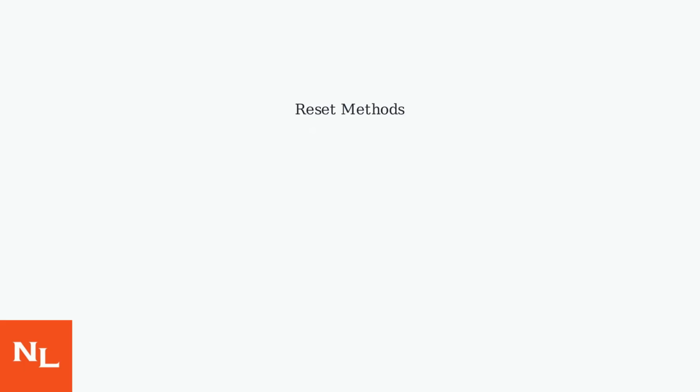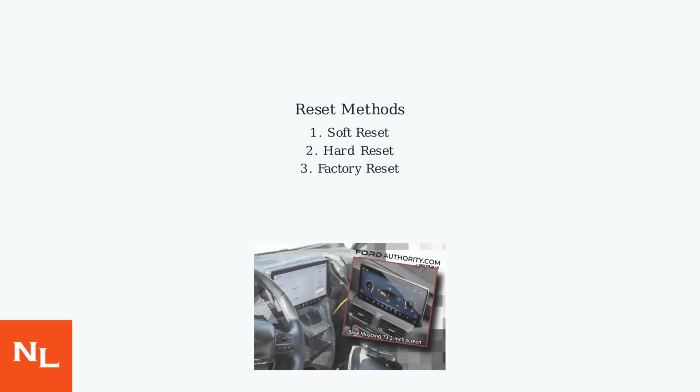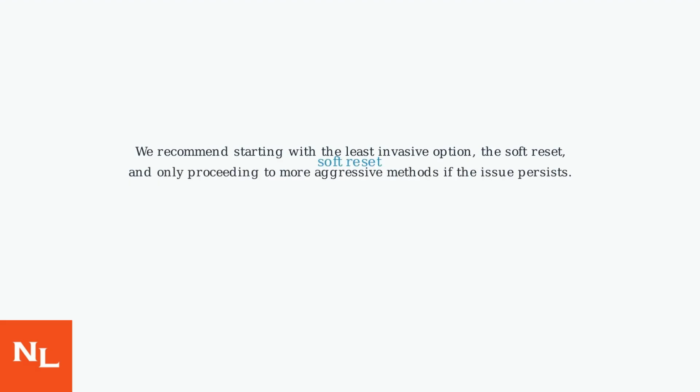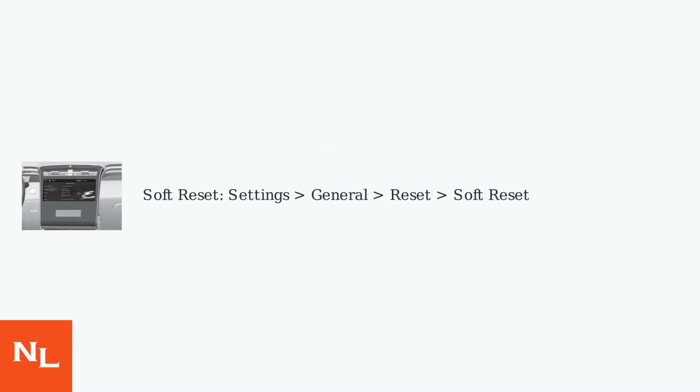Now let's talk about how to reset it. There are three main methods: soft reset, hard reset, and factory reset. We recommend starting with the least invasive option, the soft reset, and only proceeding to more aggressive methods if the issue persists. For a soft reset, go to General in the Settings menu, then Reset, then Soft Reset. This clears the cache without losing data.